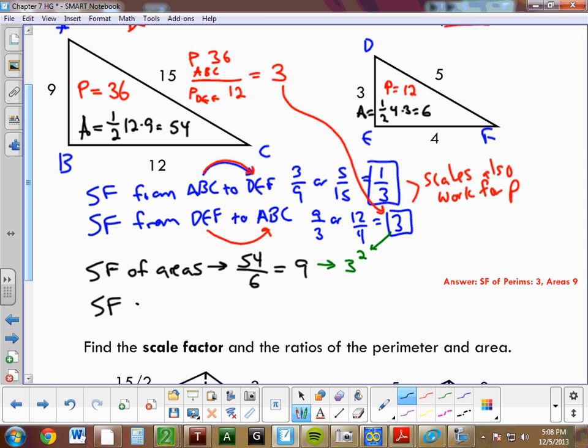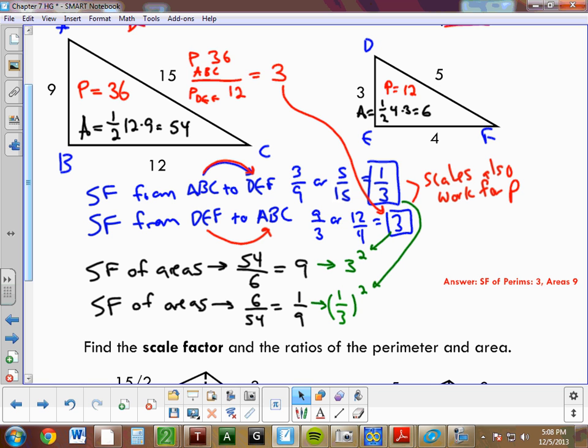If you look at the scale factor of the areas in the other direction, so you do it from the small one to the larger one, you end up with 1/9, which, if you notice, is just 1/3 squared, which you get from the other one. So the shortcut you can do is you just square whatever the scale factor is. So that's how you get the scale factor.